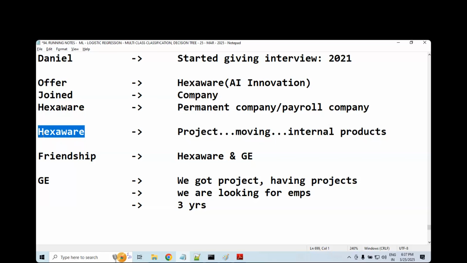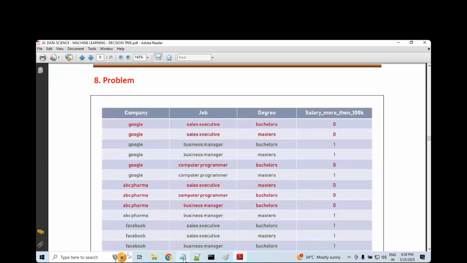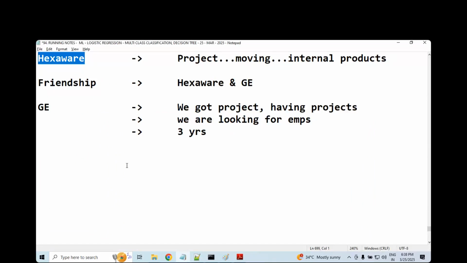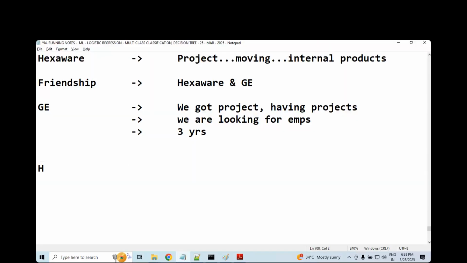To understand this problem statement, first understand what I'm explaining. Are you clear, everyone? Now, what is my permanent company? Payroll company, Hexaware. Now Hexaware's project manager arranged a small meeting with Nirikshan, Daniel.